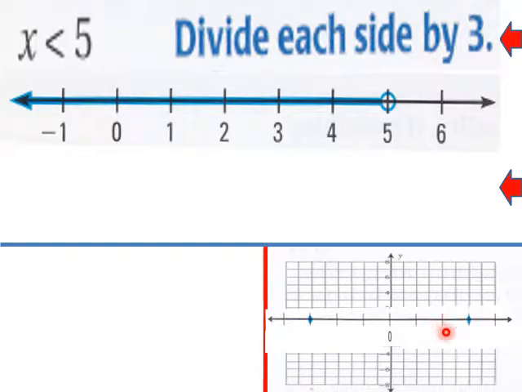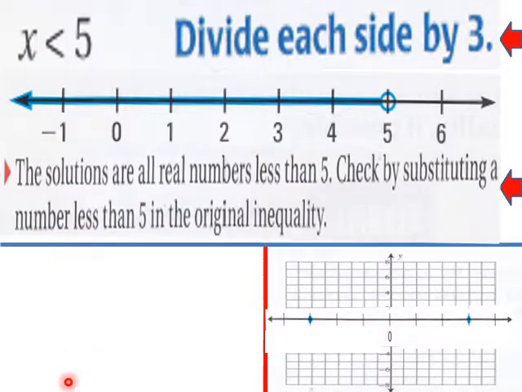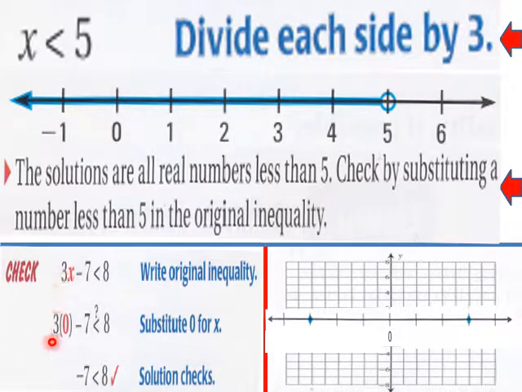Depending on how you denominate your number line here, you can add hash marks if you want. The solutions are all real numbers less than 5. Check by substituting a number less than 5 in the original inequality, and there it is. And then here is your check here. Negative 7 is less than 8.